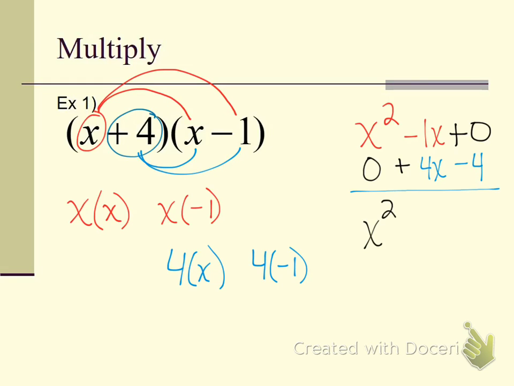So when we combine like terms, x squared plus 3x, make sure you're saying the sign that we're using. Minus 4 or negative 4.